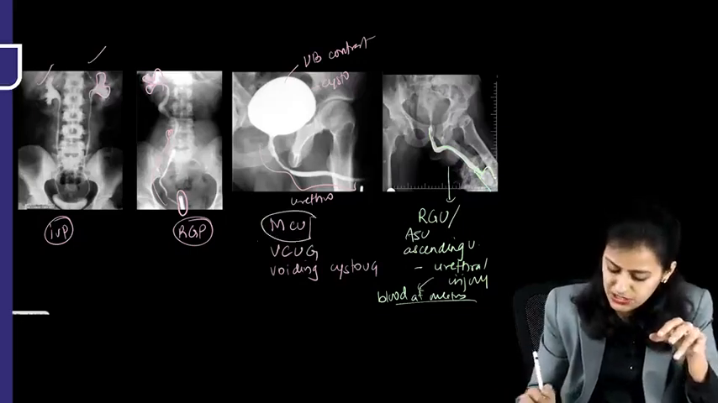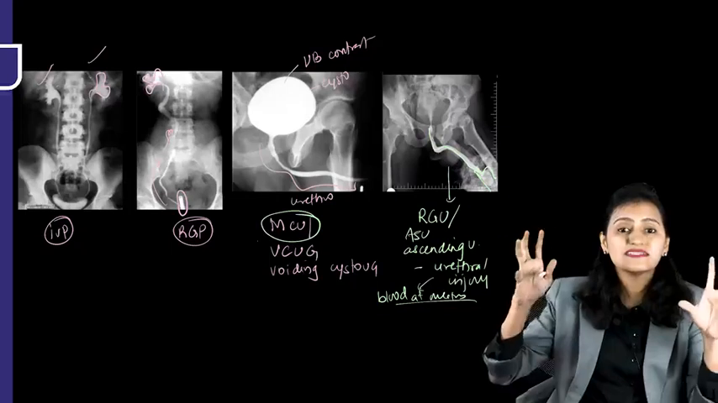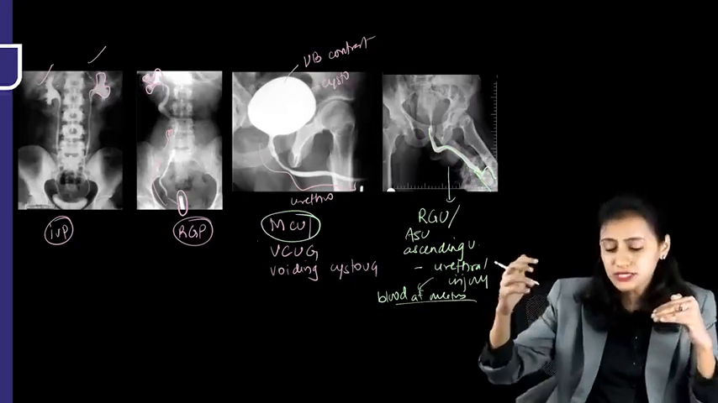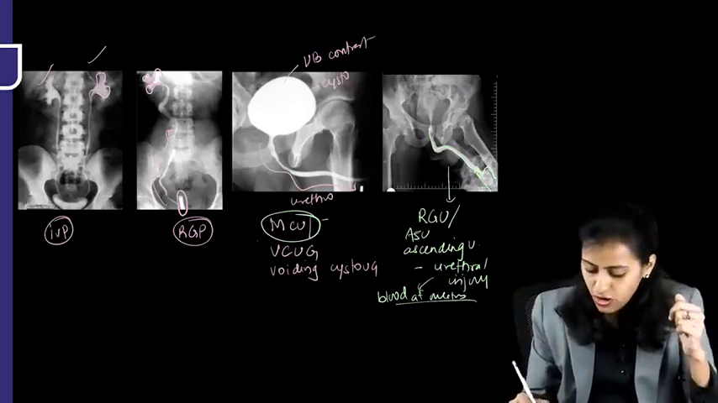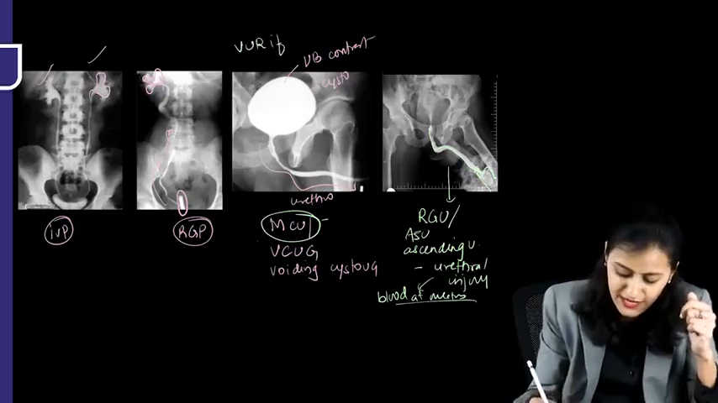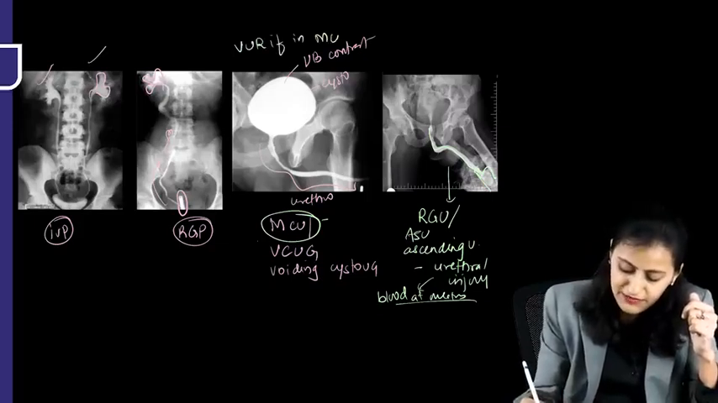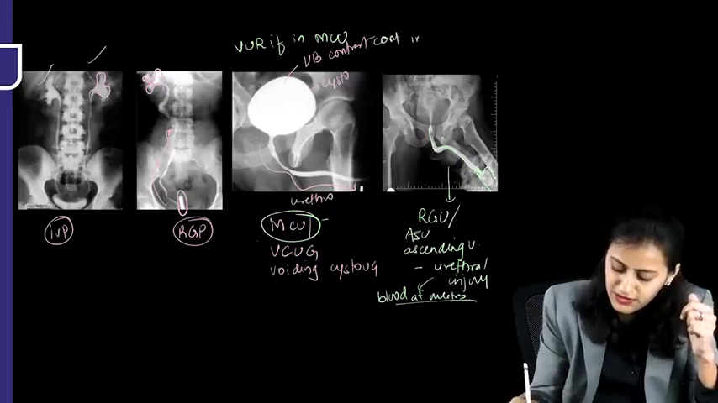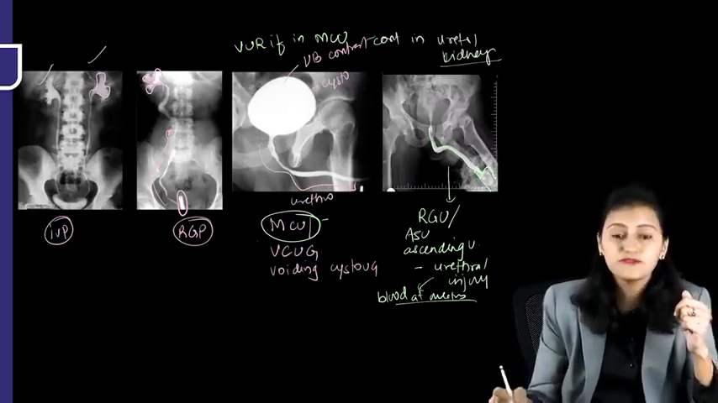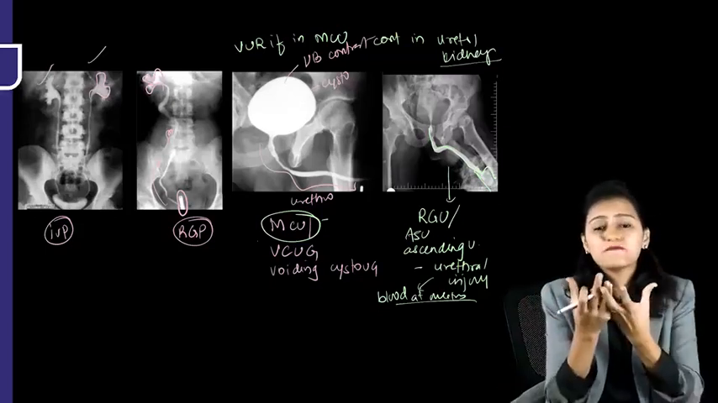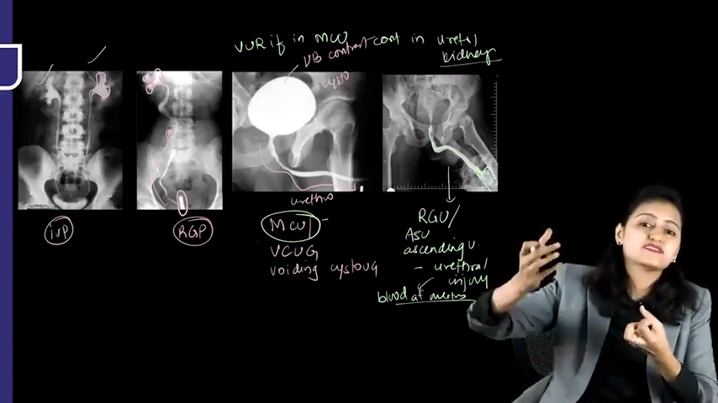Now, in a patient, if you do MCU and you see the contrast in the kidney or in the ureter, then it is suggestive of vesico-ureteric reflux. So if in MCU, the contrast is present in the ureter or in the kidney, then it is suggestive of reflux, because when the patient is micturating, the contrast should not go back.